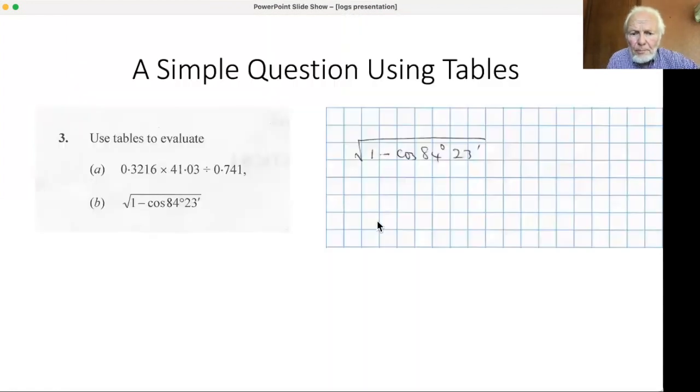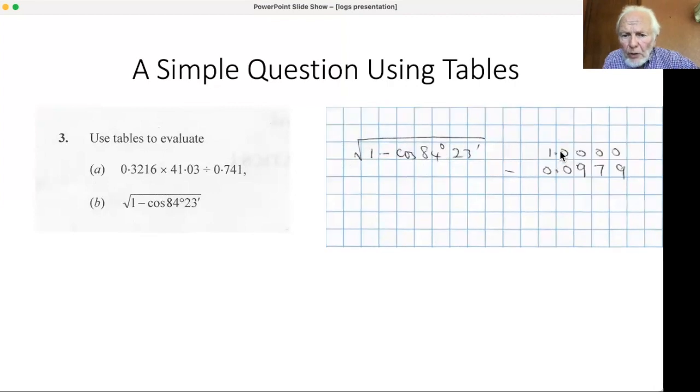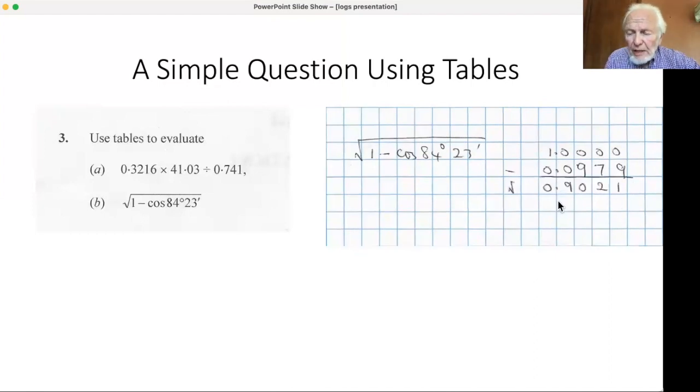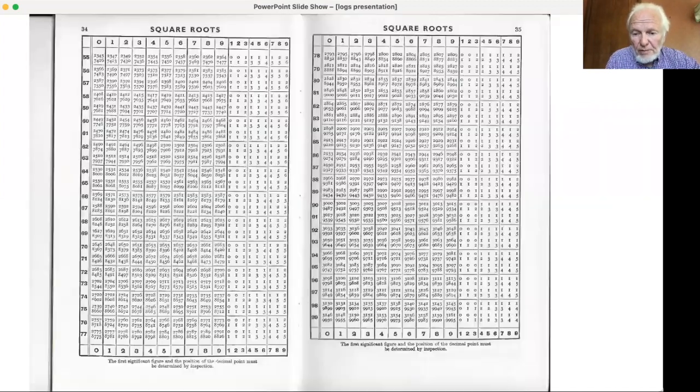So going back to this example, what are we going to do? We take 1, we look up the cos of 84 degrees and 23 minutes, and we subtract them. And then we have to take the square root. Now, you might think what we have to do is take the log of this and halve it and then anti-log it. But actually, square rooting is such a common operation that the table's provided a specific table for doing that. So the square root table in the book.